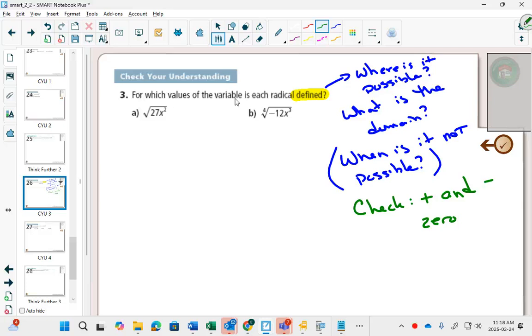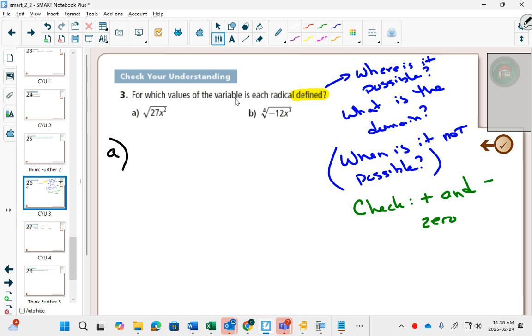As we get further on in math, you're going to figure out other things are not possible. Like, did you know you can't take the logarithm of a negative? And you're like, what's a logarithm? Next year you're going to learn about logarithms. But for right now, we just have dividing by 0 is not allowed. Square rooting negatives is not allowed. So we start off with A.